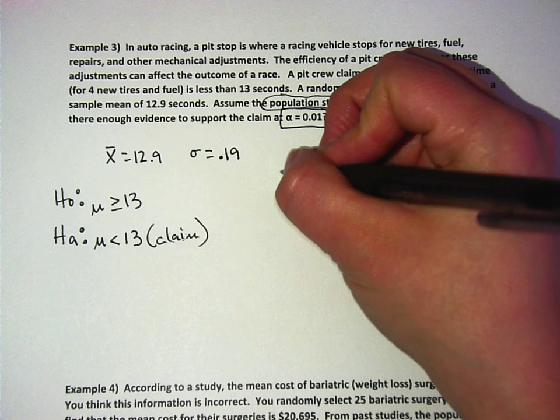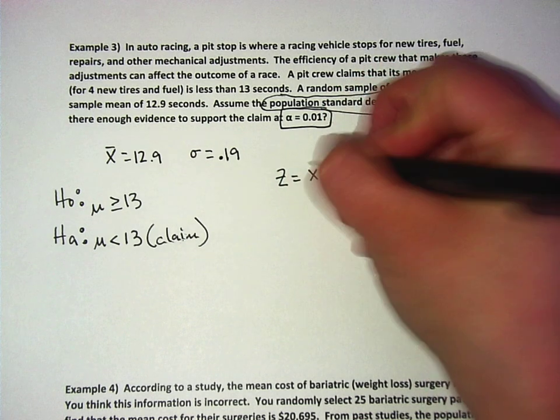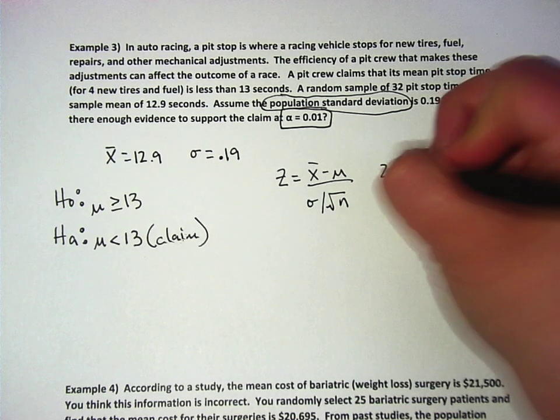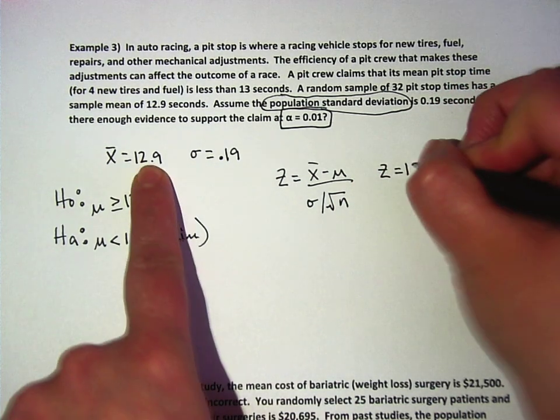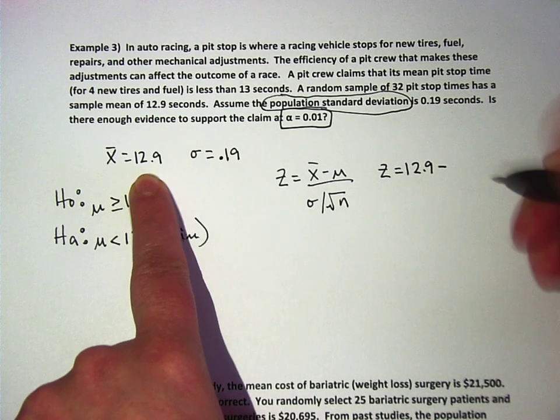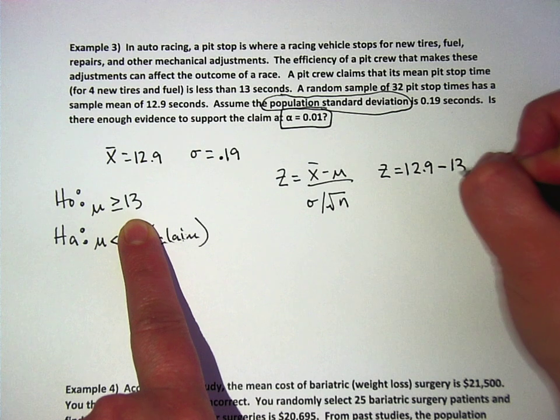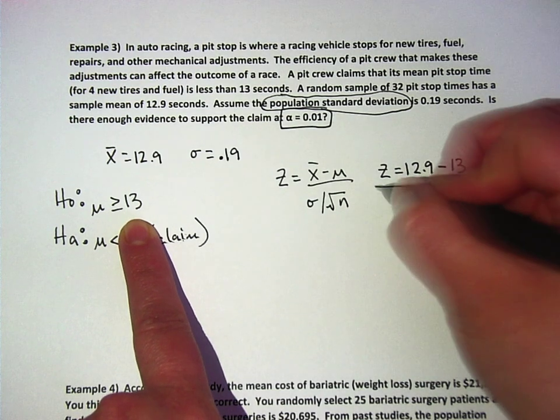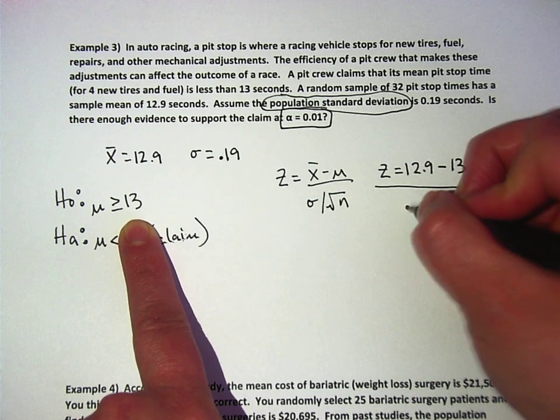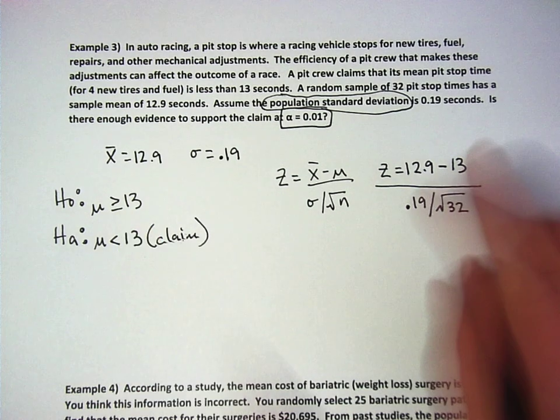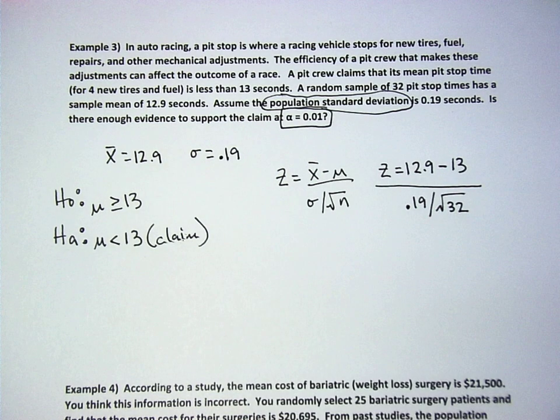So next up, we're finding our z-score. We're gonna do x bar minus mu over sigma divided by the square root of n. Okay, so z equals 12.9 minus mu, which is 13, over the standard deviation 0.19 divided by the square root of n, which is 32. Now notice that this problem doesn't say that it's a normal distribution, but n is at least 30, so we can assume it would be about normal.